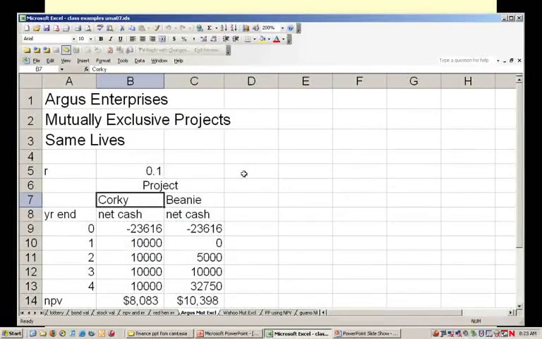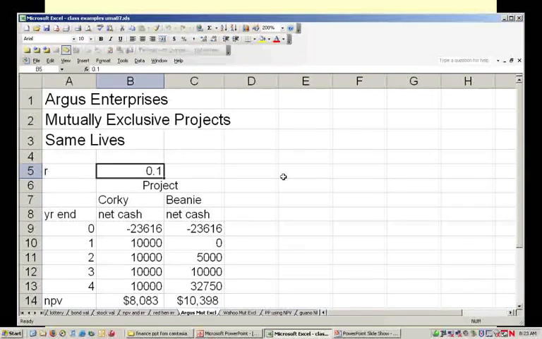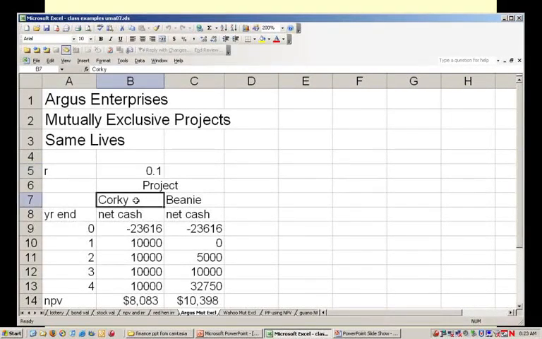I've labeled this worksheet Argus Enterprises, Mutually Exclusive Projects, Same Lives. Here's our discount rate of 10%. The cash flows for the two projects, Corky and Beanie, start in year 0 and go out for a term of 4 years. Corky requires an initial cash outlay of $23,616 and generates a return starting in year 1 of $10,000, which is consistent over the 4 years.